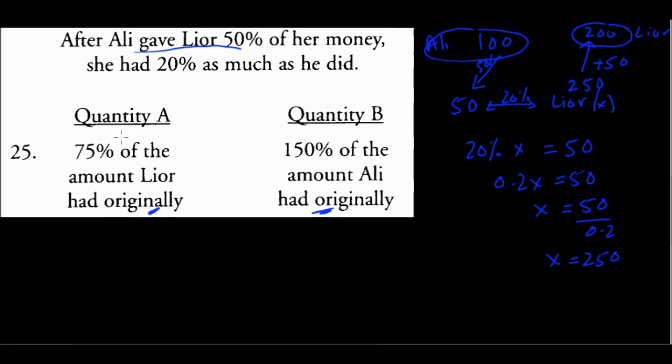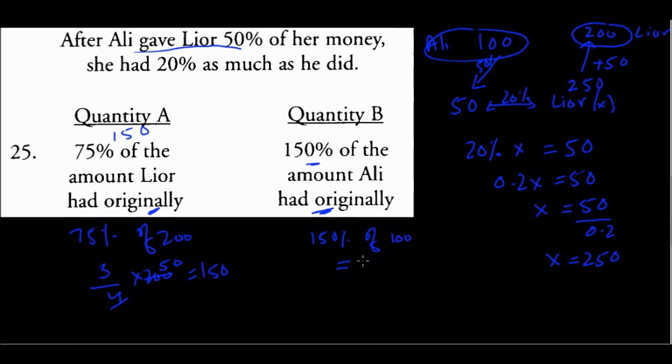Now the question says in quantity A, 75% of the amount Lior had originally. So I want to find 75% of 200. So 75% is 3/4 of 200. 4 times 50 is 200, so this is 150. So quantity A is 150. Quantity B, 150% of the amount Ali had originally. So 150% of 100, which just comes out to be 150.